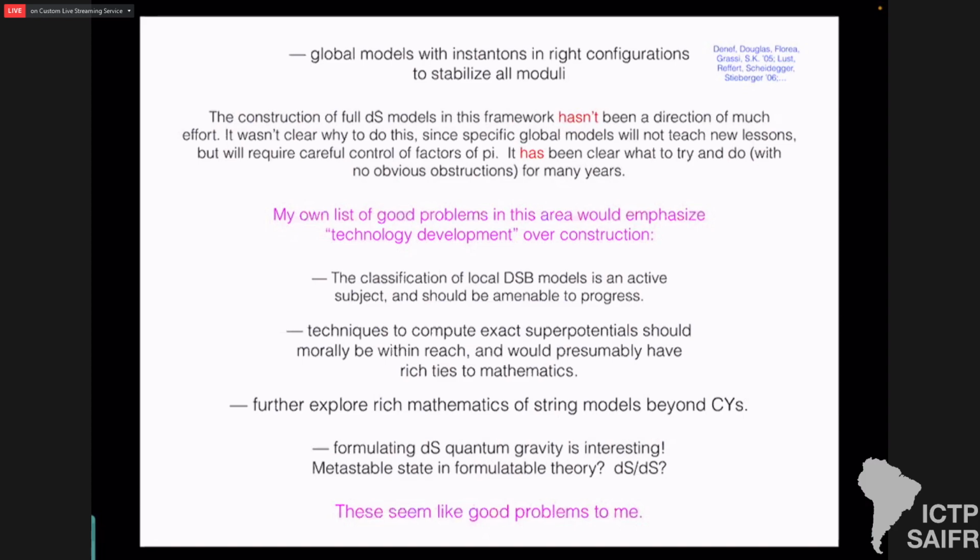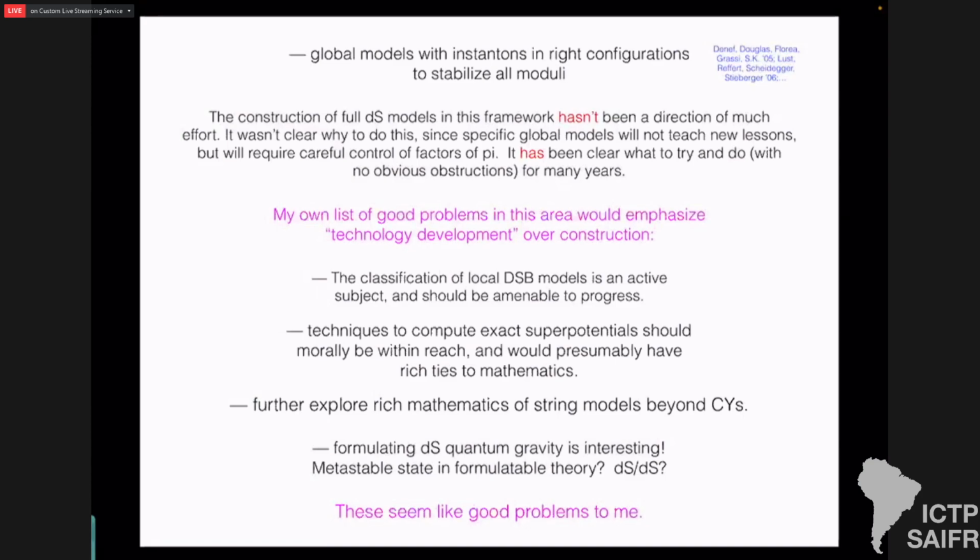My own list of good problems is not so much let's make a construction and fight about factors of pi. It's more technology development. The more technology you develop, the more obvious such constructions will become. We can classify local DSP models. We should develop techniques to compute exact superpotentials in string theory. It's possible in field theory. It should be possible in string theory. It should tie to beautiful problems in mathematics. We can further explore the rich mathematics of models beyond Calabi-Yau of the sort Gonzalo talked about.